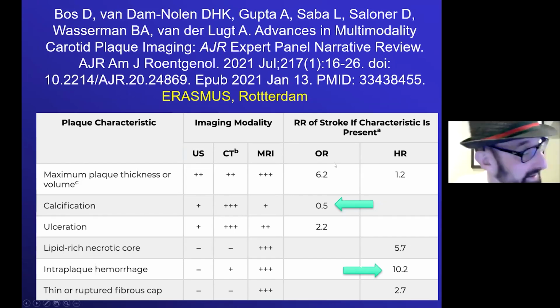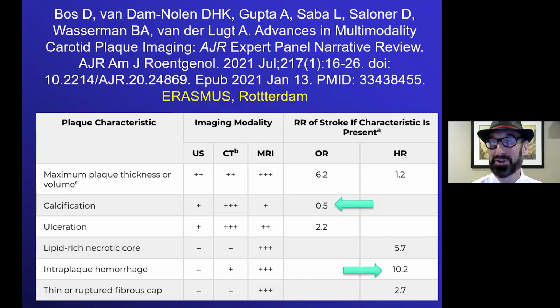And I want to highlight this OR column here, relative risk of stroke if the characteristic is present. And what you see is that the highest risk factor is intraplaque hemorrhage, followed by the necrotic core or the plaque thickness. Calcification, interestingly, is associated with a lower rate of stroke within that vascular distribution.